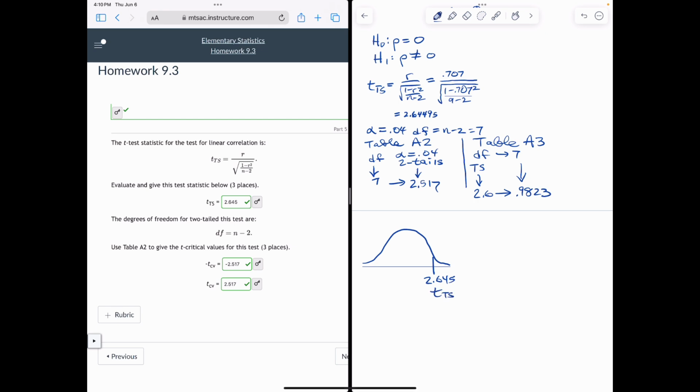Okay, area to the left is 0.9823. So the area to the right is 1 minus 0.9823. So we'll compute that. 1 minus 0.9823 on a real calculator is 0.0177. Okay, for the p-value, you're going to have to double this because it's a 2-tailed test. So 2 times 0.0177. On my calculator, I'm just going to say times 2. Okay, so it's 0.0354. A little bit of work to get that.